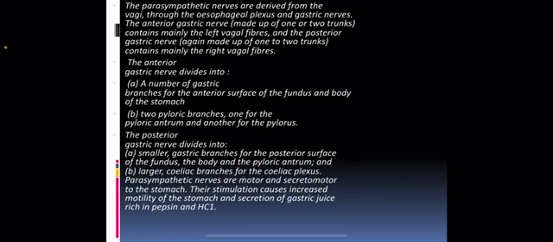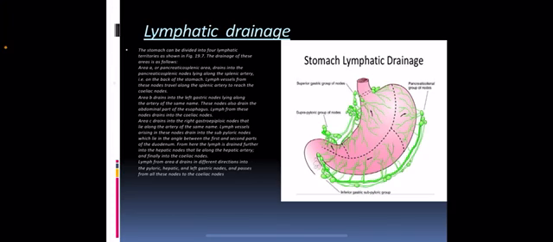The posterior gastric nerve divides into smaller gastric branches for the posterior surface of the fundus, the body and the pyloric antrum, and larger celiac branches for the celiac plexus. Parasympathetic nerves are motor and secretomotor to the stomach. Their stimulation causes increased motility of the stomach and secretion of gastric juice rich in pepsin and HCl.